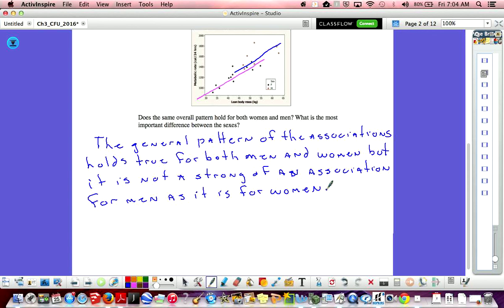And again, we see this by how close the points are to our linear pattern. Women, they're nice and tight and close to this line for the most part. Men, they seem to fade a little bit farther away as we increase that lean body mass.